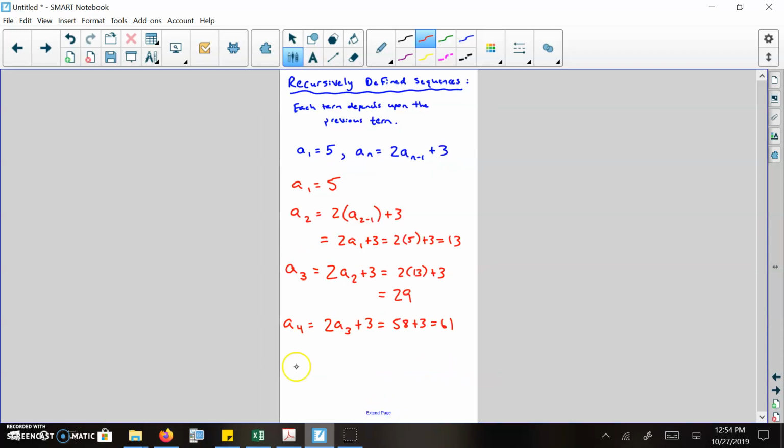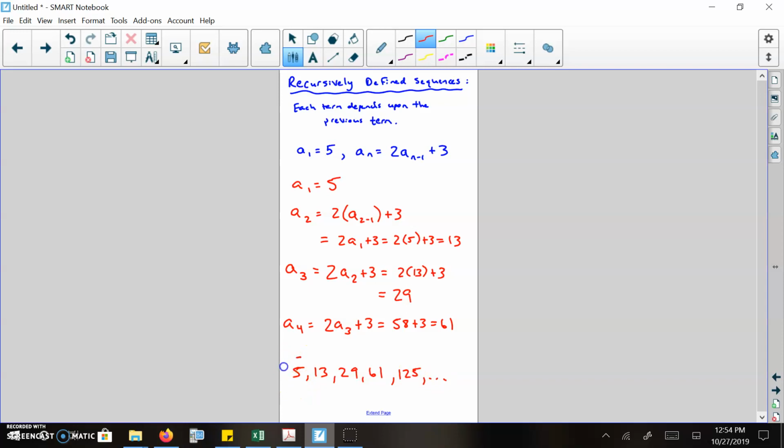So if we start to list out some of these terms, 5, 13, 29, 61, the way that we got the next term is we took the previous term, we multiplied it by 2, and we added 3. 5 times 2 is 10, plus 3 is 13. 13 times 2 is 26, plus 3 is 29. 29 times 2 is 58, plus 3 is 61. 61 times 2 is 122, plus 3 is 125, and so on and so forth.